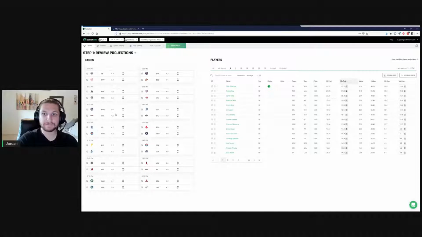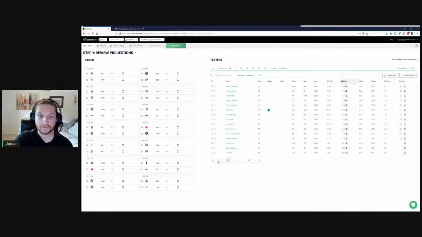Max Fried is on the mound for the Braves. I think you can correlate this here: we are relatively low on him. He's pretty cheap, and we don't have him at a very good value. This is an important game of the slate.